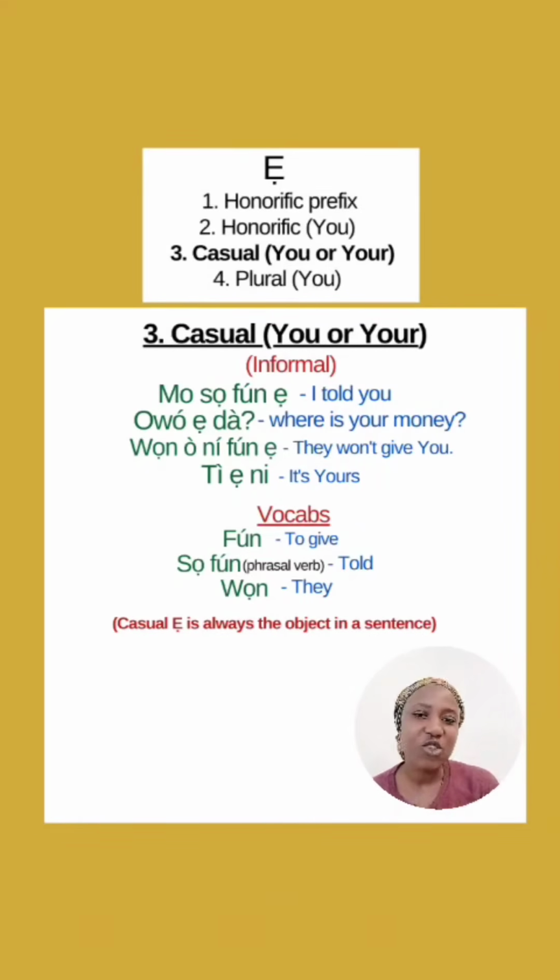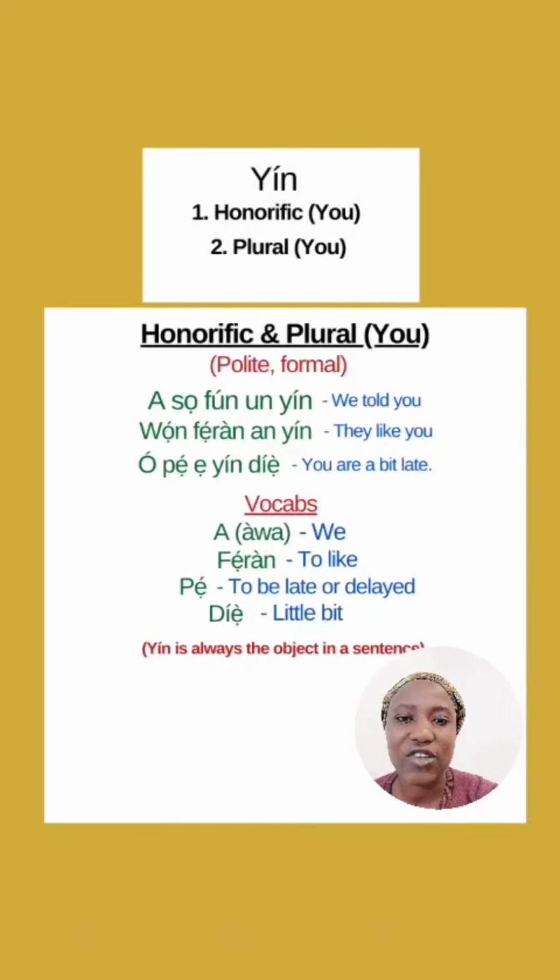Now if you want to turn wọ́n ò ní fún ẹ to an honorific saying, it will become wọ́n ò ní fún yín. Okay? So, ẹ here will become yín. Wọ́n ò ní fún yín. Wọ́n ò ní fún ẹ. Okay? So, let's go back to the sentence from the honorific yín and look at them, which is this one.